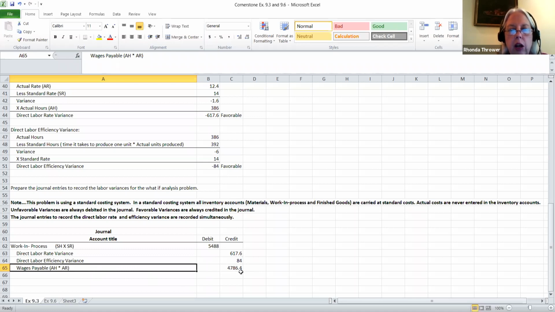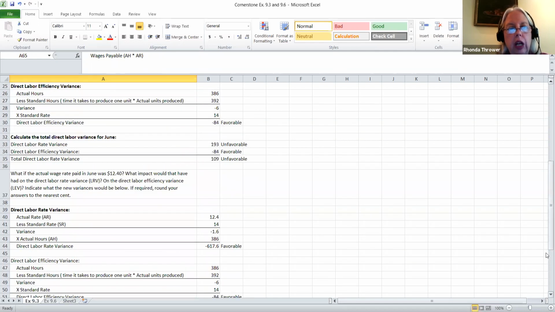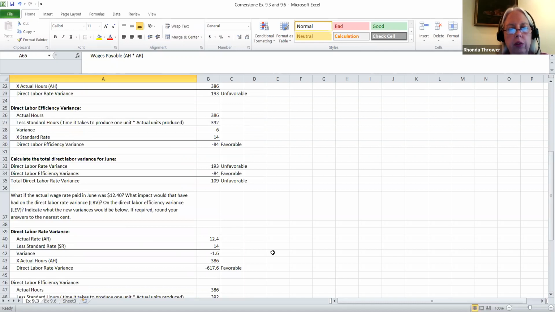And if you were to add all your credits together, it's going to equal this debit to the work in process account. Remember, your labor is increasing here, which will also increase the inventory account work in process. That's why it's debited. So those are your labor variances, and it's a good idea to learn these formulas.